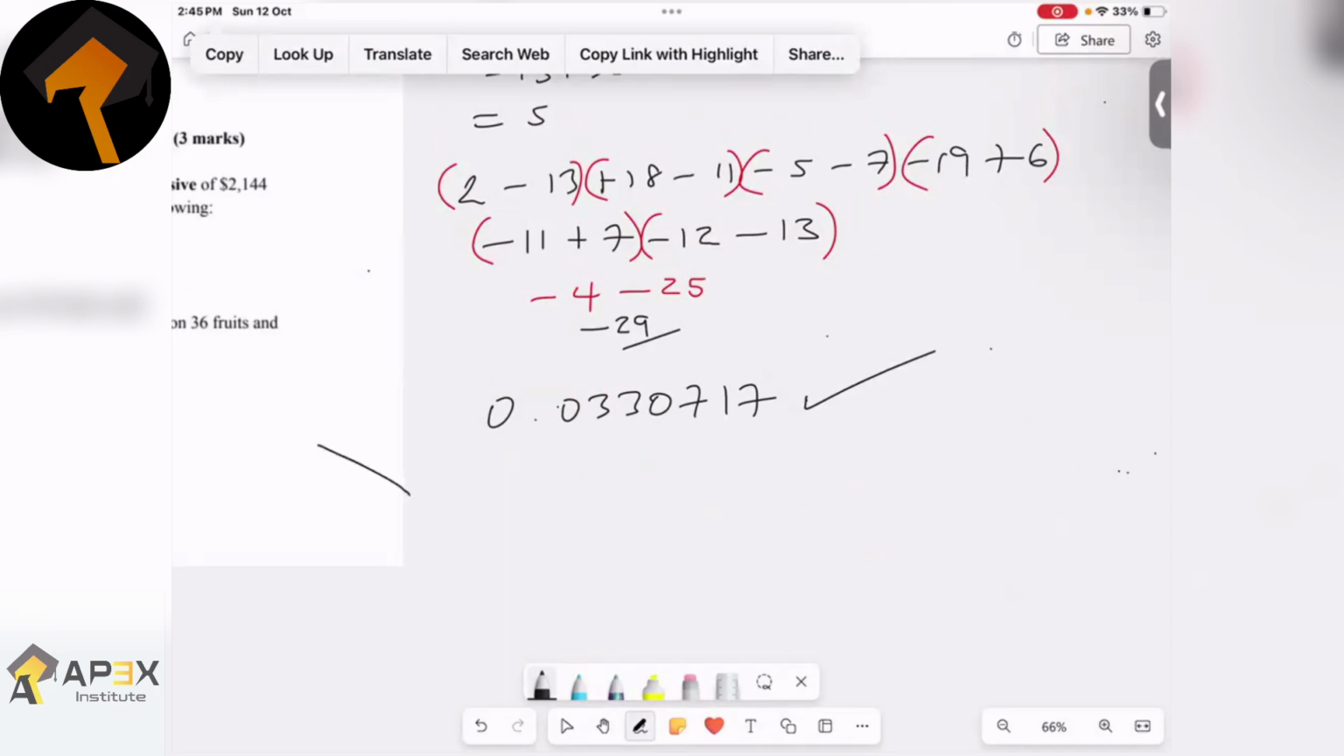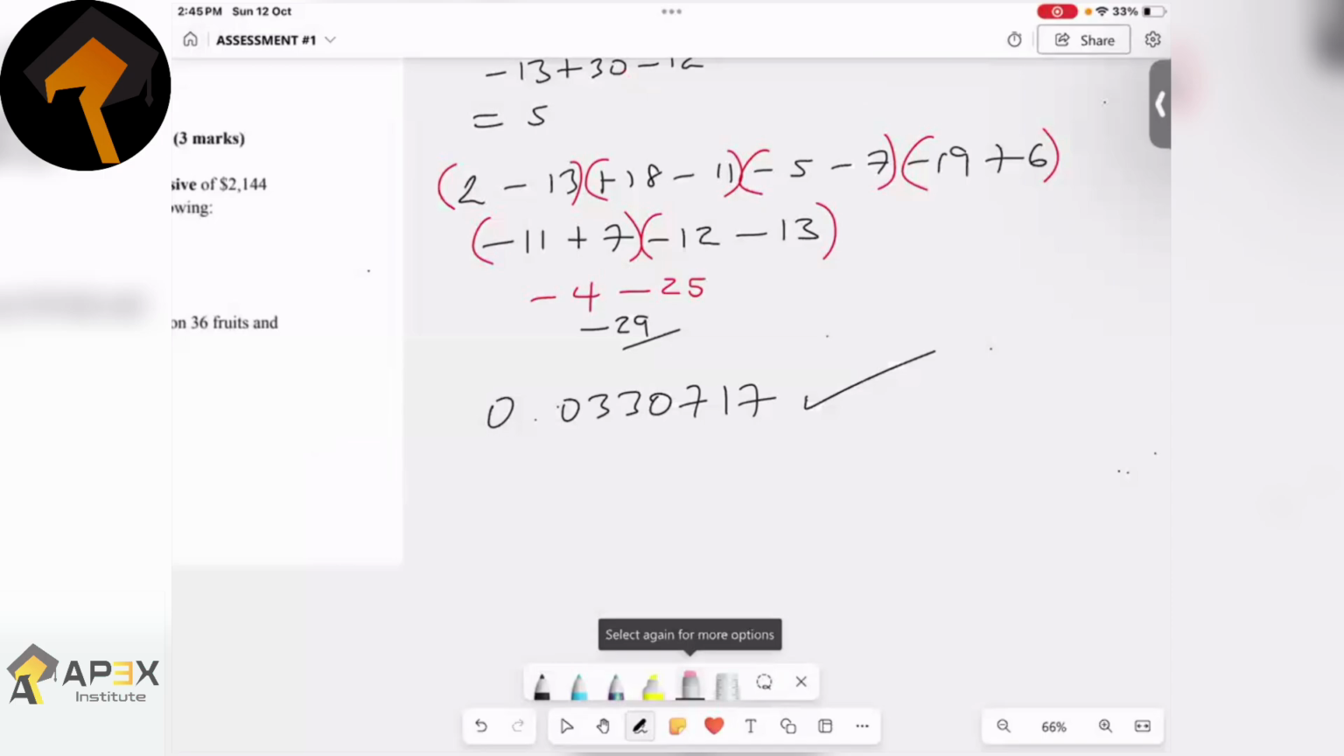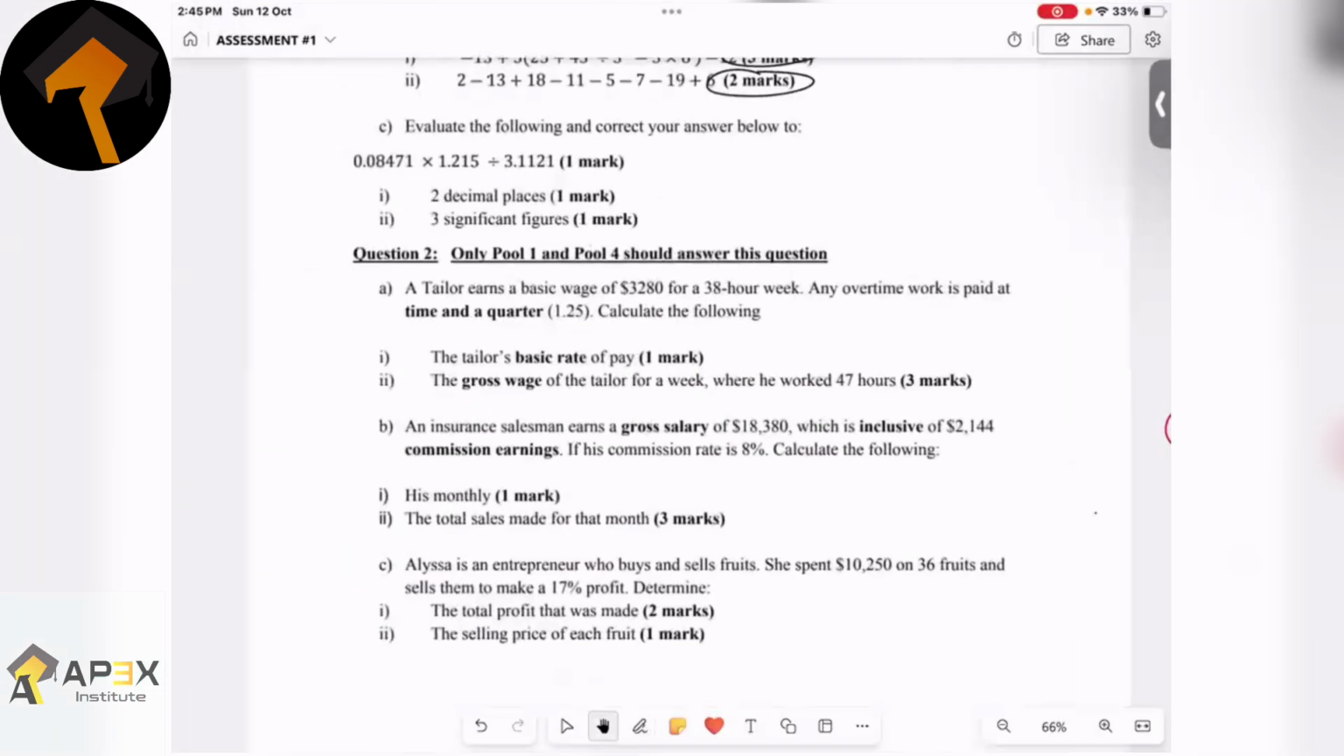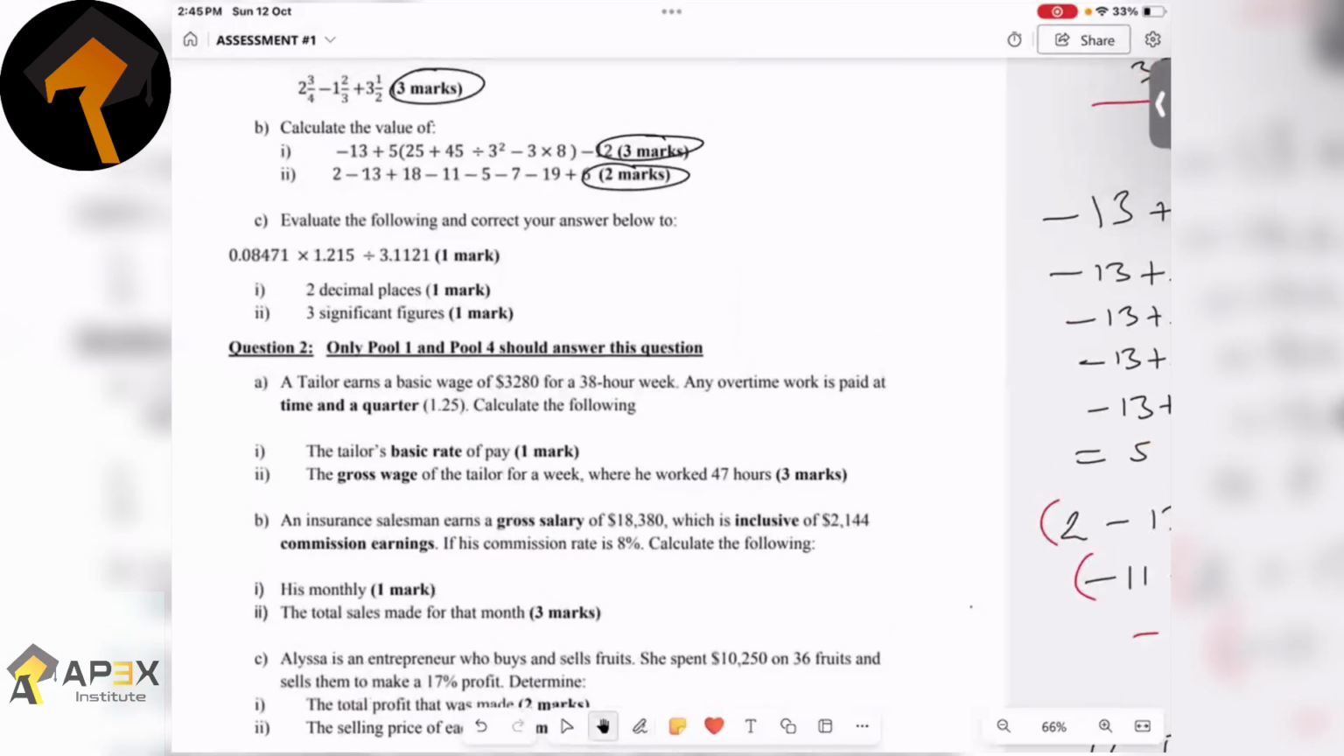Let's look at it, guys. I believe I gave them 1 point just to type it on the calculator and write down the answer. As you can see right here, I gave them 1 point just to type it on the calculator. Then I gave them another mark to round it off to 2 DP and another mark to round it off to 3 SF. So let's get to that part here.